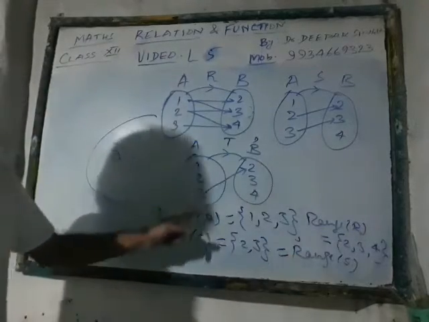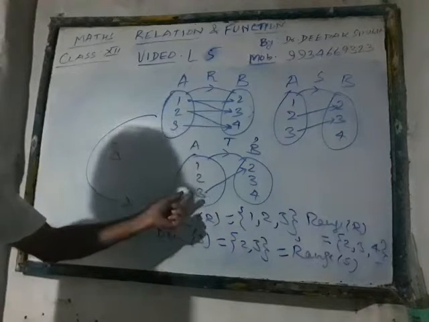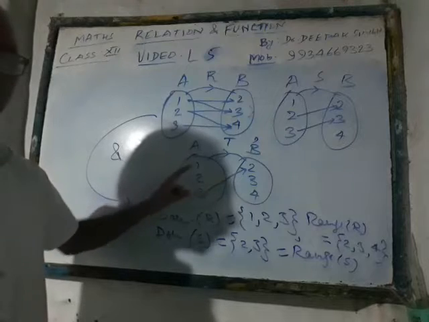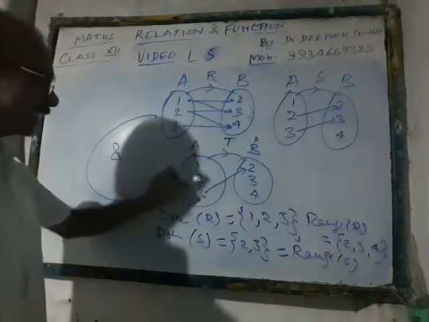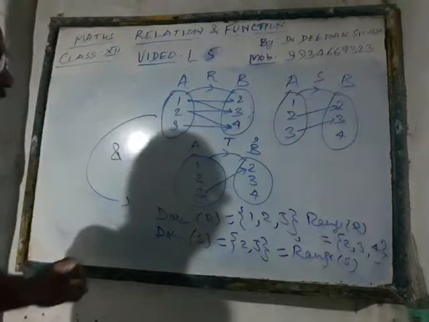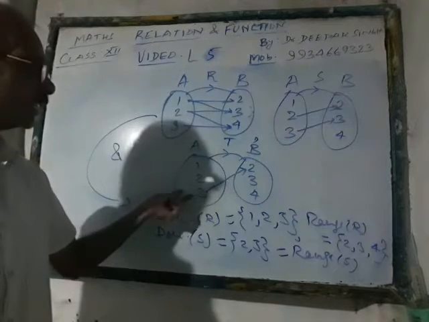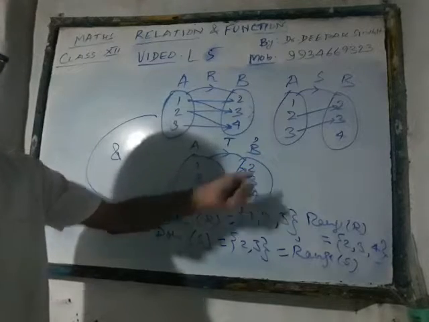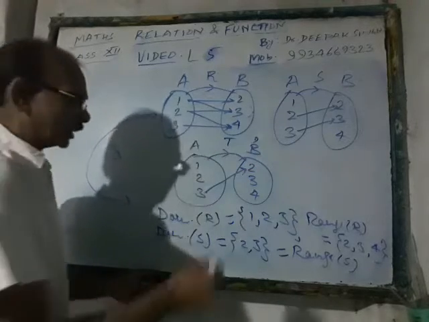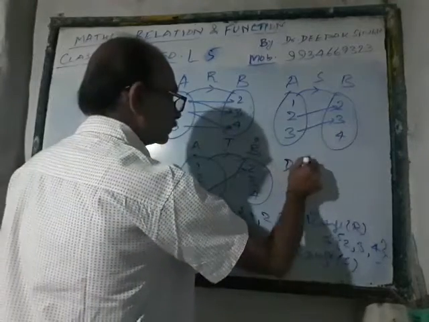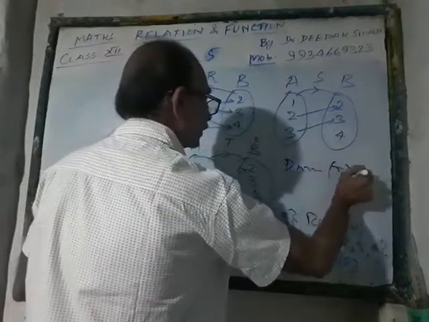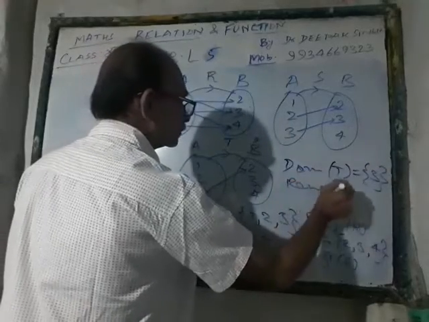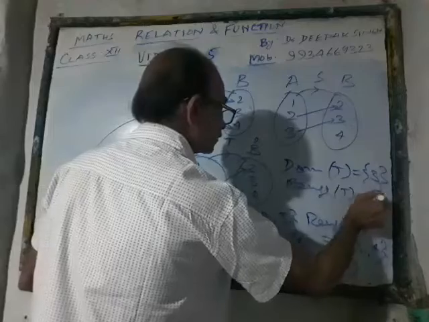Now you have to say something about T. Just go ahead, you can think yourself. How many elements of A have been associated with an element of B? Only one element. What is that? 3. So the singleton set containing only one element 3 will constitute the domain of the relation T, as well as the singleton set containing one element 2 will be considered as the range of T. So what will be the domain of T? It is 3. And what is the range of T? That is 2.